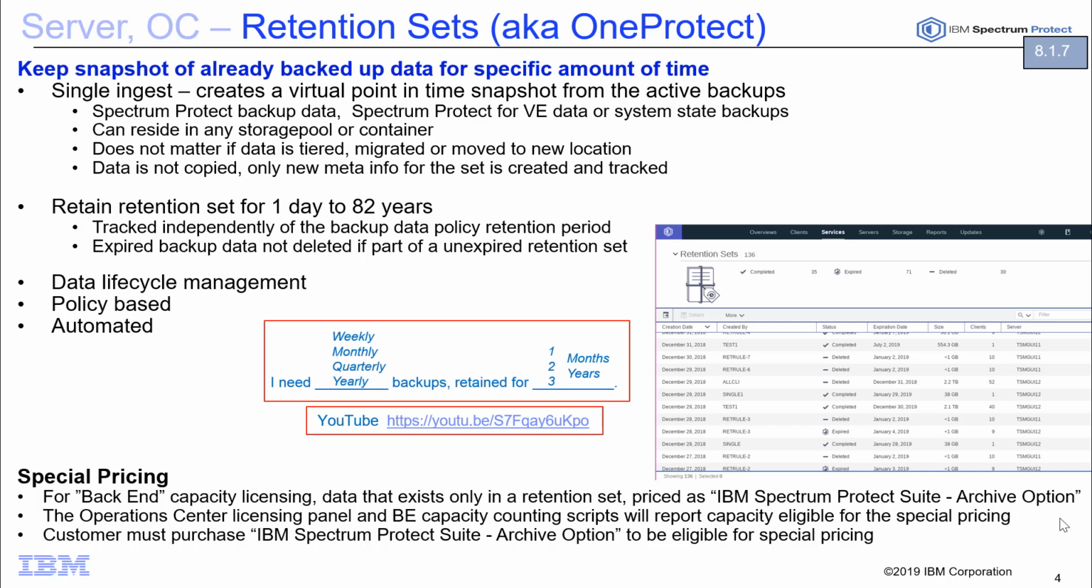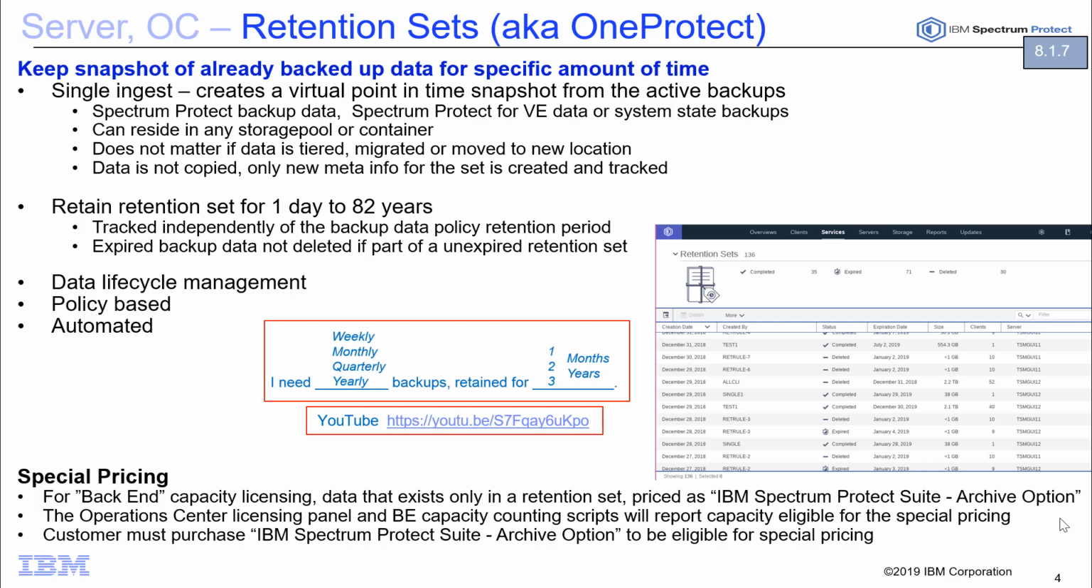Now that data could be Spectrum Protect backup data from the Backup Archive client. It could be Spectrum Protect for VE backup data or system state backups. And the data that we're using to create these snapshots can reside in any of our storage pools or containers. It doesn't matter if, once we create this snapshot, that backed up data is tiered or migrated or moved, we'll be tracking the retention sets regardless of where the data resides inside of Spectrum Protect.